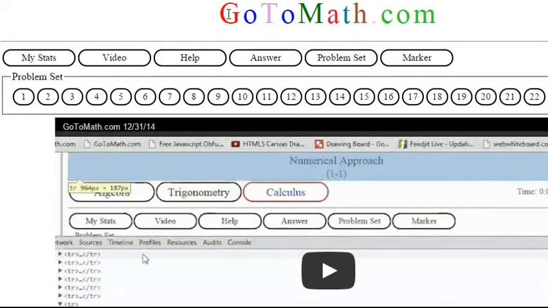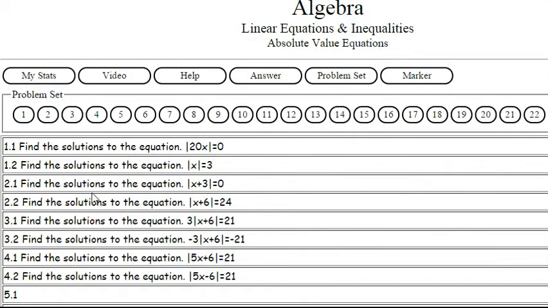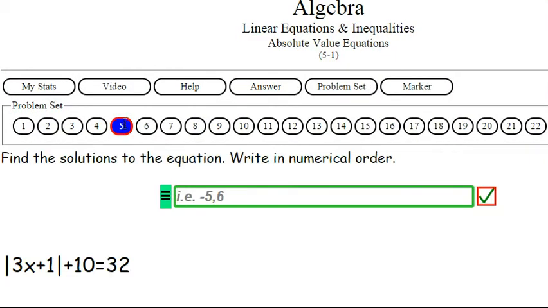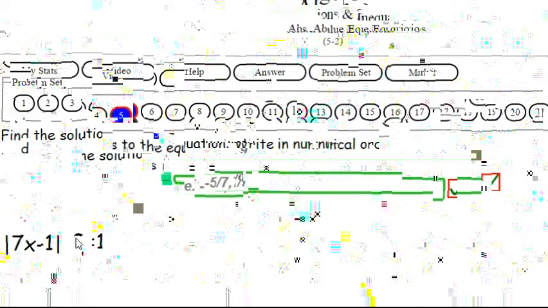Okay, we're over here at gotomath.com. Click on algebra. Let's go down to absolute value equations, and we're going to be looking at 5.2. Find the solutions to the equation in numerical order, and that's for the green checkbox. Okay, so let's spend a second here and write this down.